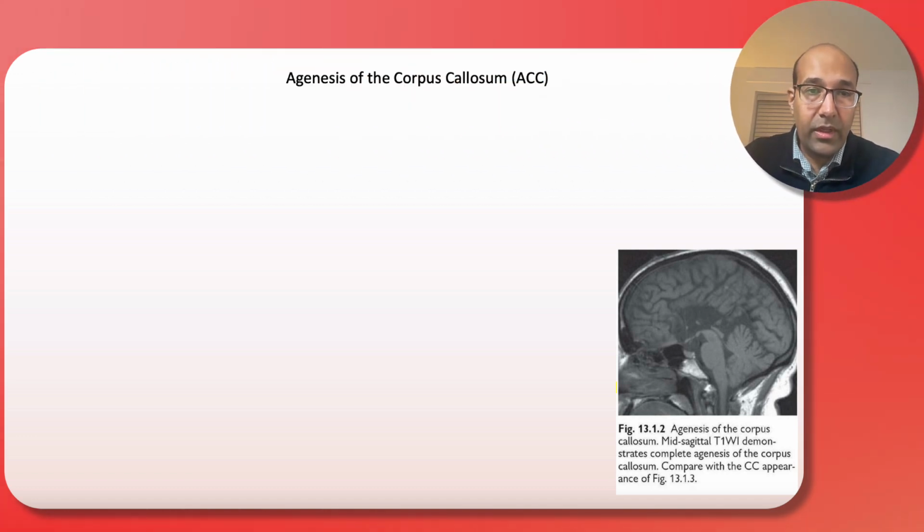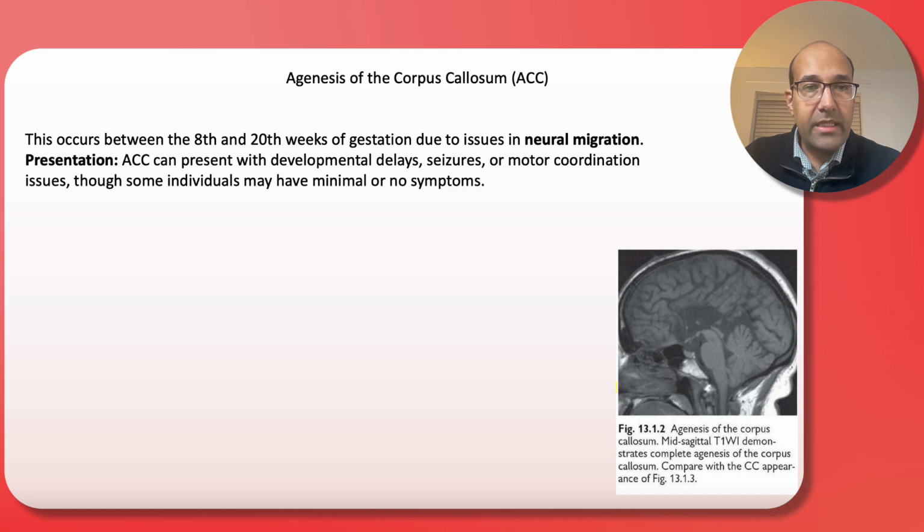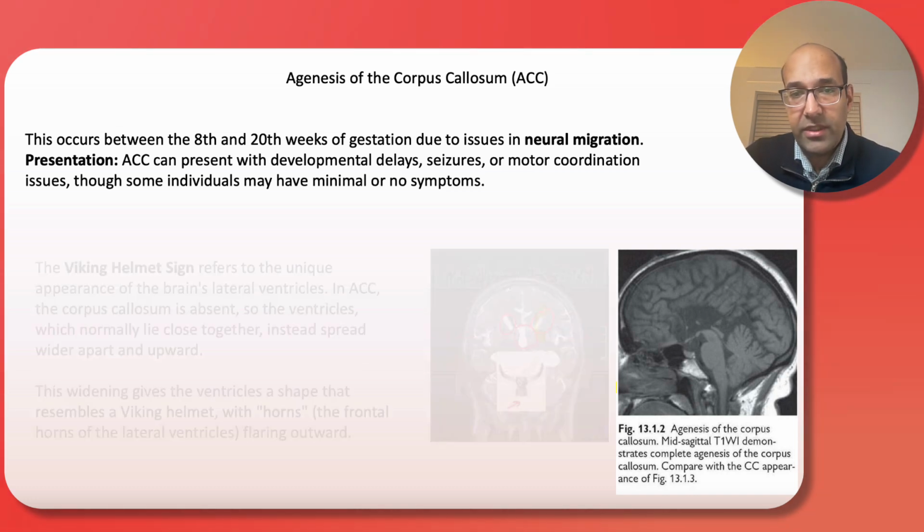The last topic we talk about, which can also result from a defect or abnormality in neural migration, is agenesis of the corpus callosum. It occurs between the 8th and 10th week due to a defect in tissue and issues in neural migration, and usually presents with developmental delay, seizures, and impaired motor coordination.